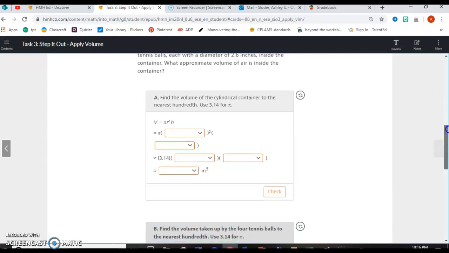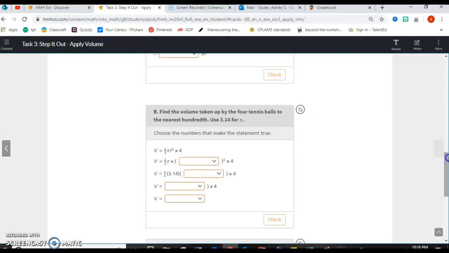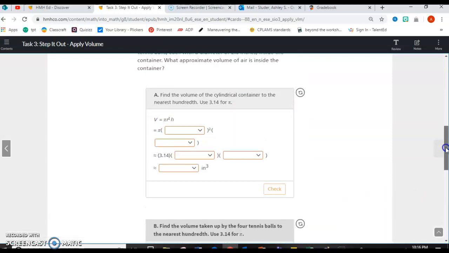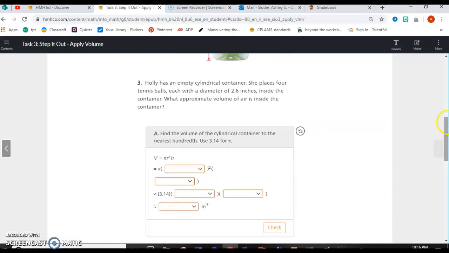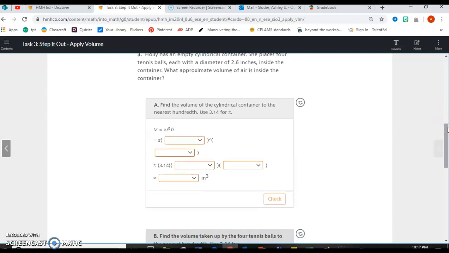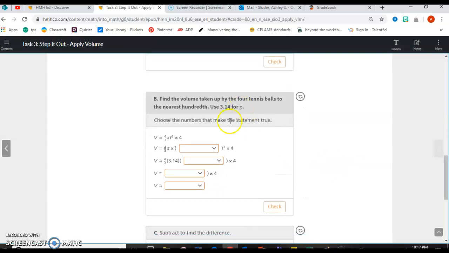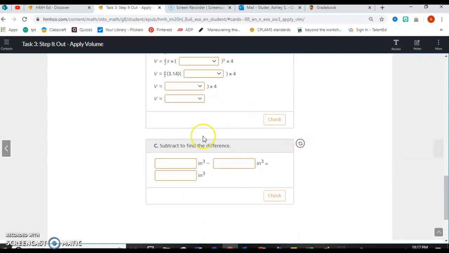Pay attention, if you solve for the volume of the cylinder, then you can solve for the volume of the tennis balls, and finally you can subtract the differences to find the volume of the air. Notice, here's your formula, volume of the cylinder. Take note, you need it for your questions. Find the volume of the tennis balls, volume of the spheres. Take note, you have to multiply by 4. You're going to need it for your questions on the quiz. And then finally subtract. Please pay very close attention.